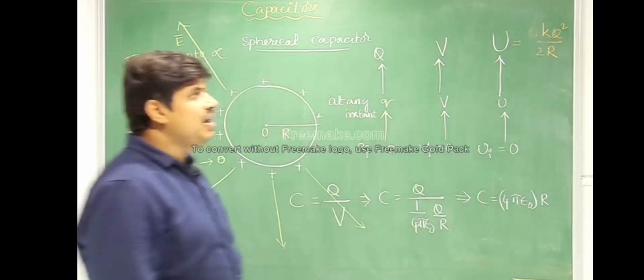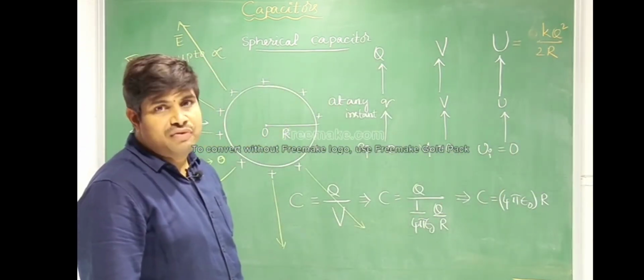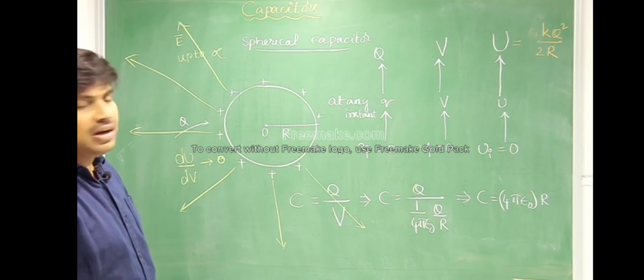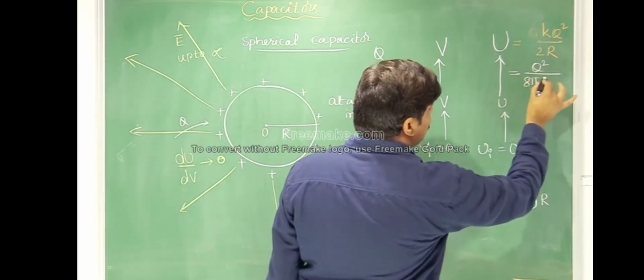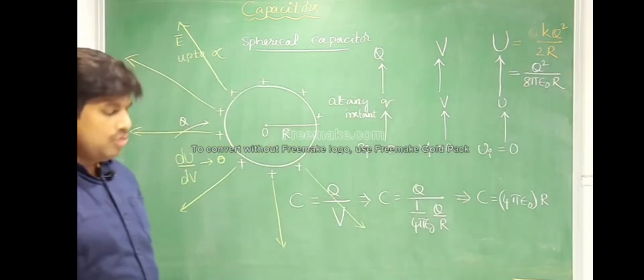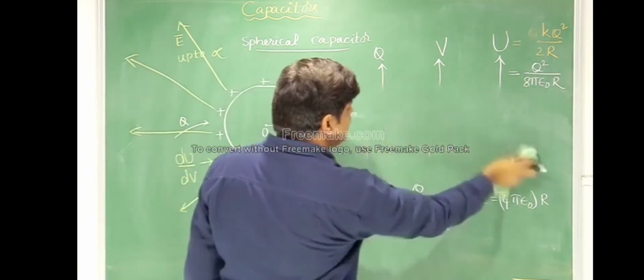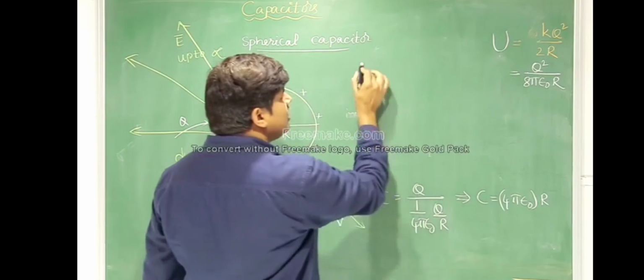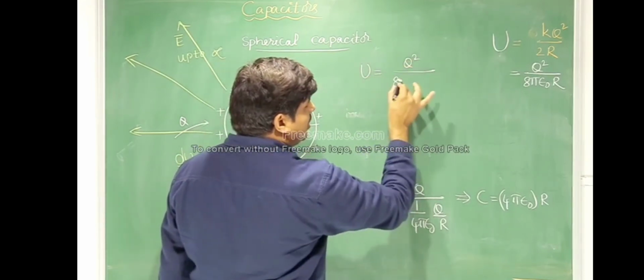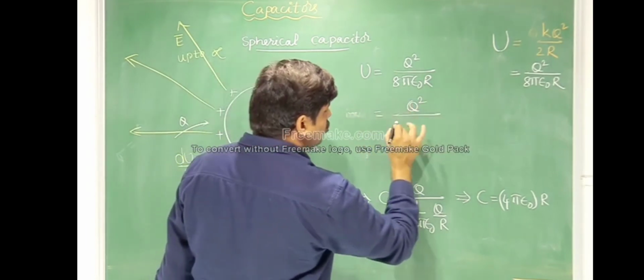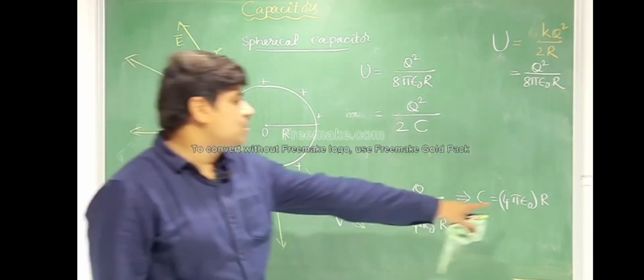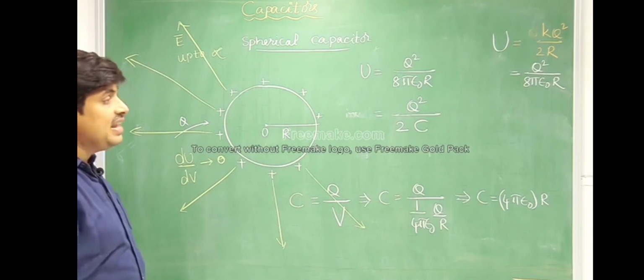So my dear friends, you observe k q square upon 2r. In electrostatics we have discussed it. The self energy of a charged conductor is k q square divided by 2r. If you expand this, it is nothing but q square upon 8 pi epsilon naught r. You can write this energy like this, my dear students: U equals q square upon 8 pi epsilon naught r is the self energy of this conductor. You can rewrite this as q square upon 2 times C, because C is 4 pi epsilon naught r. So for this spherical conductor, energy is q square by 2C.